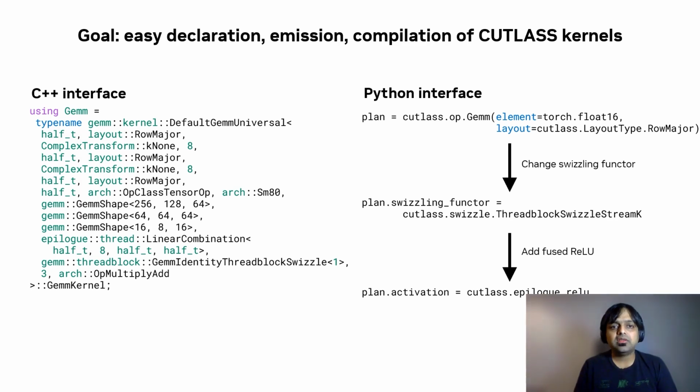As mentioned, the first goal is to make it easy to declare, emit, and compile Cutlass kernels. To achieve this, the Cutlass Python interface provides a high-level operational interface that only requires few template parameters to get started. Whereas one would need to specify many template parameters on the C++ declaration shown on the left, on the Python side, one needs to specify just the data type and layout to get started. But the Cutlass Python interface also tries to retain the flexibility to tune the kernel. For example, if one needed to use a stream K feature, one just needs to set the swizzling functor. And element-wise activation functions are also easy to fuse to the kernel itself.